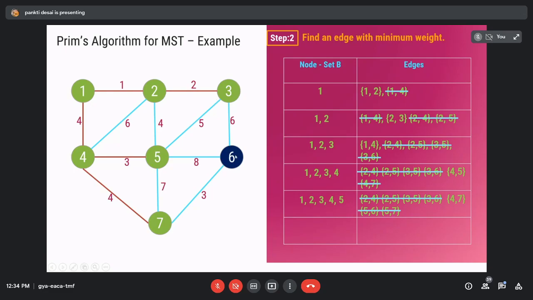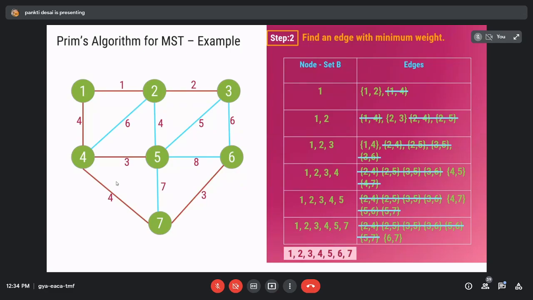Then 3 comma 6, and 4 comma 7, 5 comma 7. Among these three, 4 comma 7 has the minimum weight, so select 4 comma 7. Then again the next node set is 1 comma 2 comma 3 comma 4 comma 5 comma 7. Write down all the adjacent edges and select the edge which does not create any cycle and has the minimum weight, so select 6 comma 7.